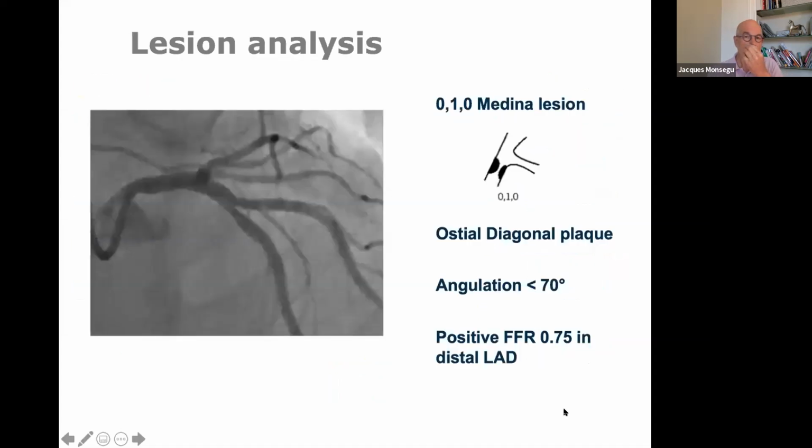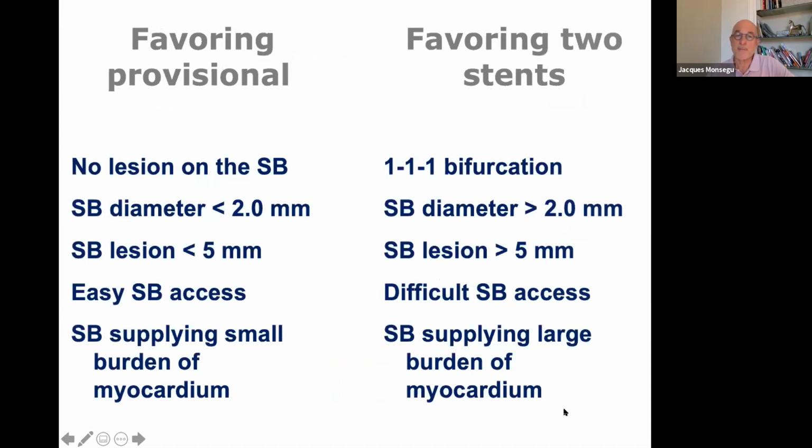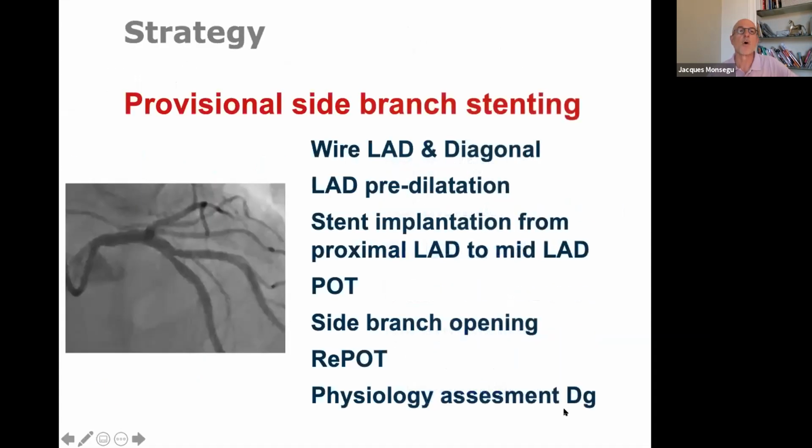This is very important. So you see it's a 0.10 Medina lesion in the classification. We have an ostial diagonal plaque. The angulation is around 70 degrees and positive FFR on the distal LAD. So we have to decide which approach. And for this patient, I think it's in favor of provisional because there is no significant lesion on the side branch. Of course, the side branch is a big artery, but the lesion is very, very short. The side branch access is very easy because we have a favorable angle, and the side branch burden of myocardium is very, very important. So we decide this strategy of the provisional side branch stenting.